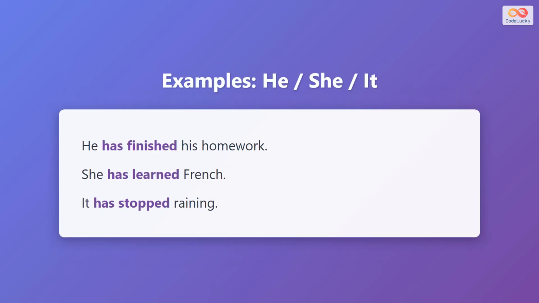Now let's see examples with has. He has finished his homework. She has learned French. It has stopped raining. Here, we use has because the subjects are he, she, and it. Again, we use the past participle forms, finished, learned, and stopped. The structure is exactly the same, we just change have to has.